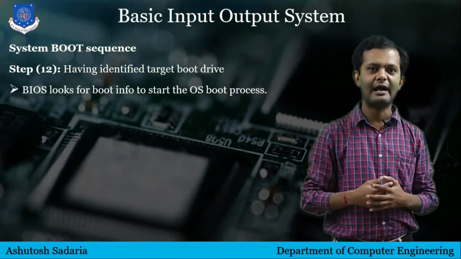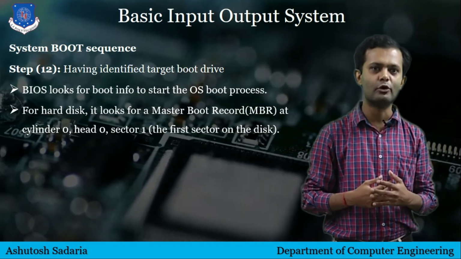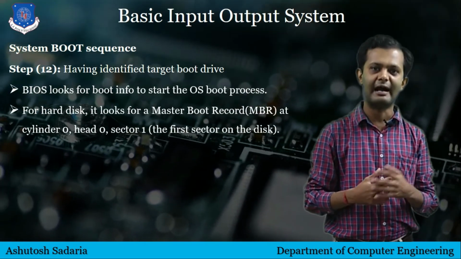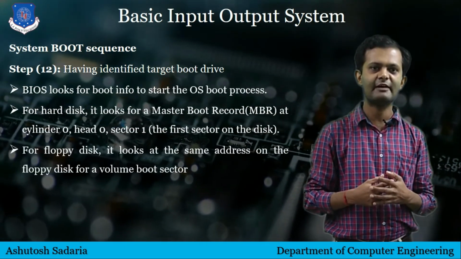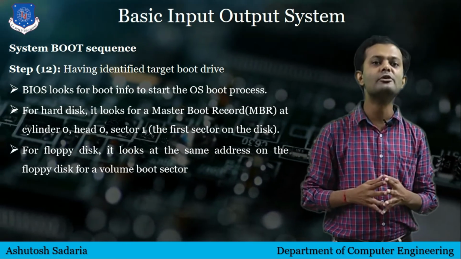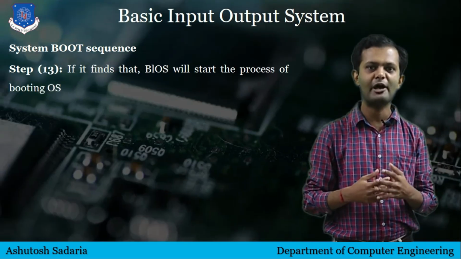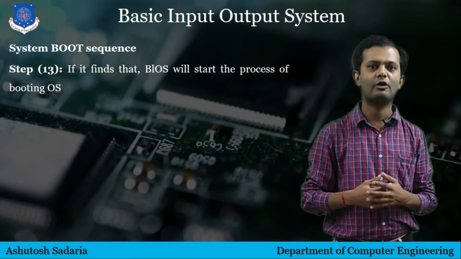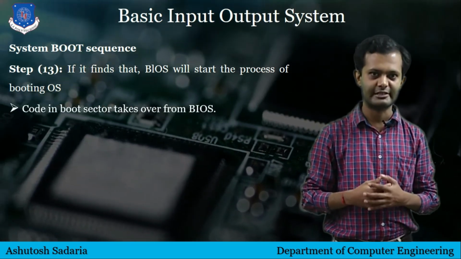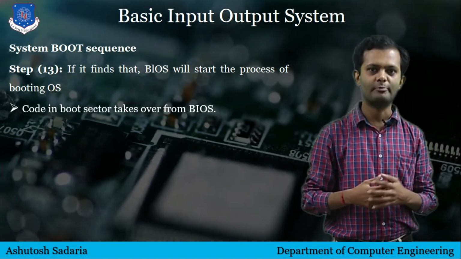If it is searching a hard drive, it looks for the master boot record at cylinder 0, head 0 and sector 1. This is the first sector of this hard disk. If it is searching a floppy disk, then it looks at the same address on the floppy disk for the volume boot sector. And in the next step, if it finds what it is looking for, the BIOS will start the process of booting the operating system using this information from the boot sector.